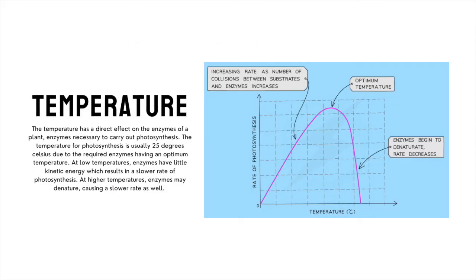The second factor affecting the rate of photosynthesis is the temperature while conducting photosynthesis. This is because the temperature has a direct effect on the enzymes of the plant, enzymes necessary to carry out photosynthesis. The temperature for photosynthesis is usually 25 degrees Celsius due to the required enzymes having an optimum temperature. At low temperatures, enzymes have little kinetic energy, which results in a slower rate of photosynthesis. And at higher temperatures as well, enzymes may denature, causing a slower rate as well.